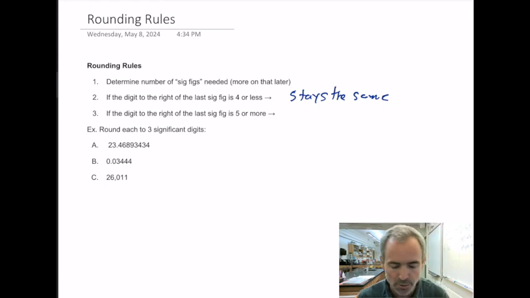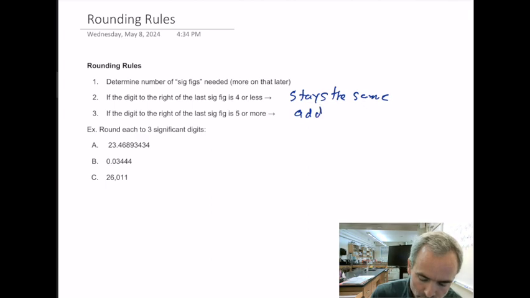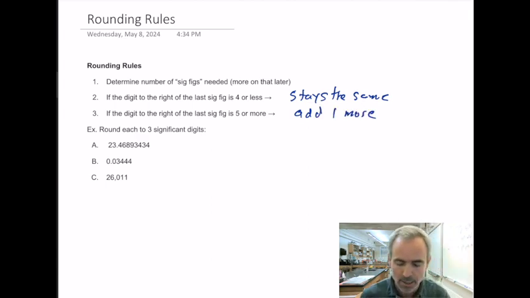So you're going to locate the number of significant digits. You go to that digit and you look to the right of it. If it's a 4 or less, it's going to stay the same, okay? If the digit to the right of that significant figure that you're rounding to is 5 or more, you're going to add 1 to it. So 5 or more, you add 1 more. Okay, so let's look at a couple examples.